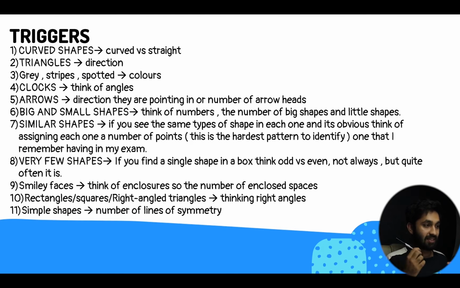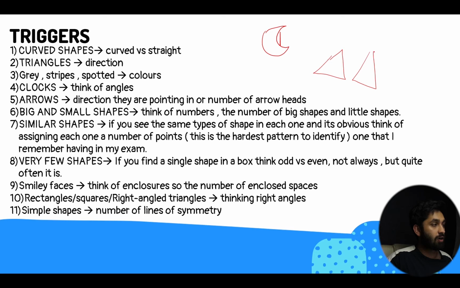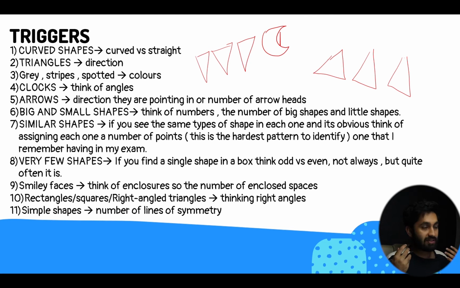Now every time you look at certain shapes, certain features, certain characteristics, they sometimes act as triggers as to what the pattern could possibly be. So let's take a look at curved shapes. That is a trigger. Curved shapes can act as an indicator whether the pattern could possibly be curved versus straight. Number 2, triangles. Sometimes triangles can indicate some sort of direction, so it could be something like this, that all the triangles are pointing up, and set B, all the triangles are pointing down. So every time you see lots of triangles, then assume some sort of direction.